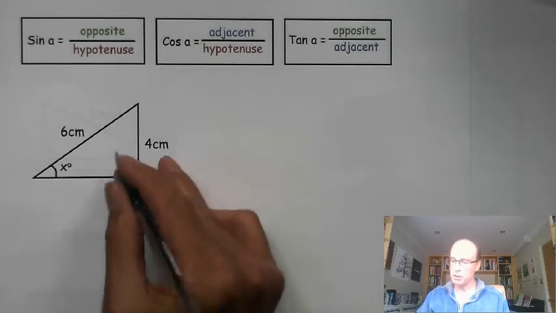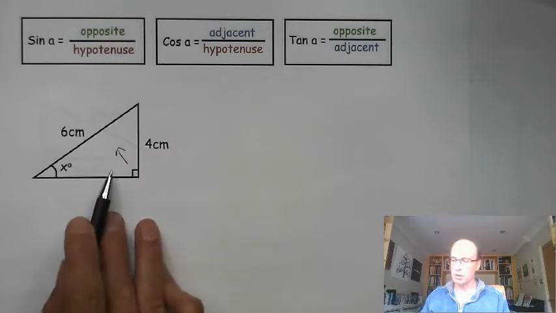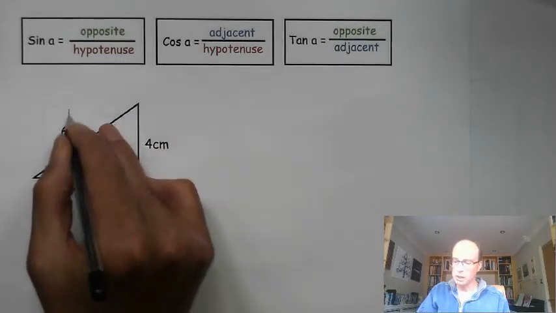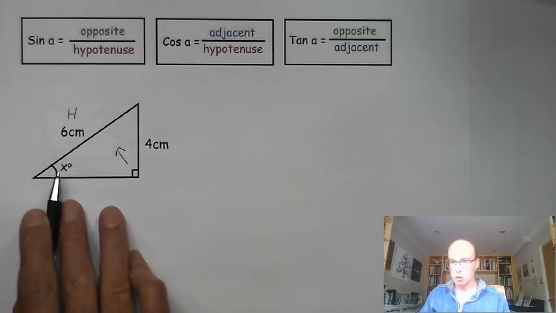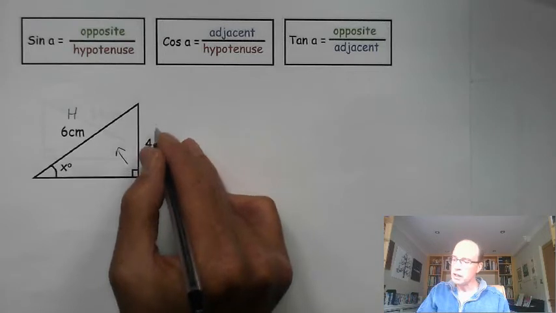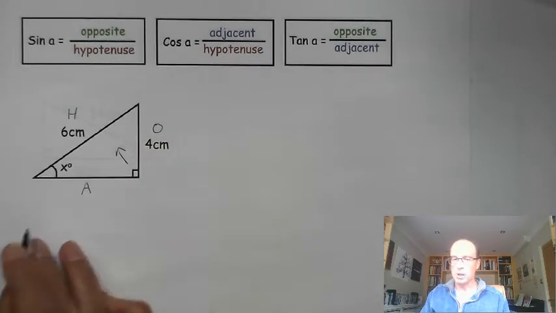First step, I'm going to label up the sides of my triangle. The side that's opposite the right angle, the longest side, is my hypotenuse. The side opposite the angle I'm trying to work out, value x, is going to be my opposite side of 4, and the side that's left is my adjacent side.